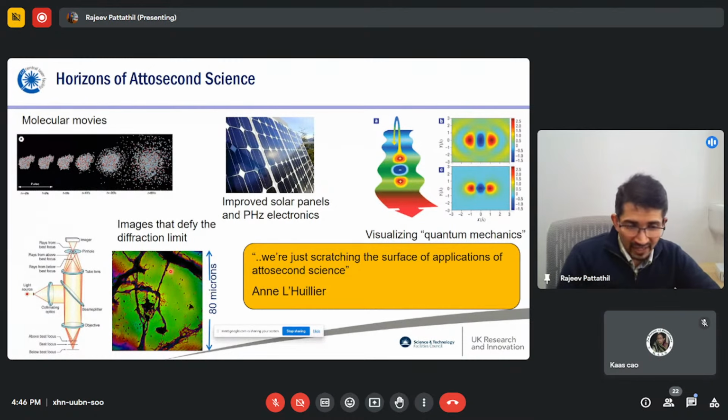When asked about applications in the Nobel lecture, Anne L'Huillier was saying we are only about to scratch the surface of applications of attosecond science. So I think the future is, pun intended, bright for attosecond science. So this is where I stop. So thank you.